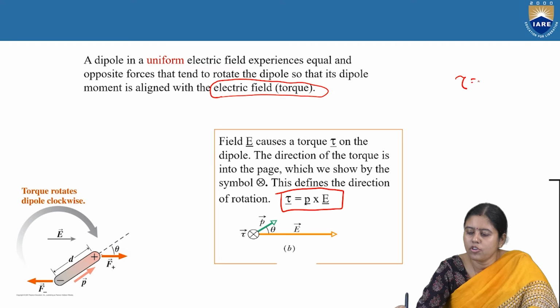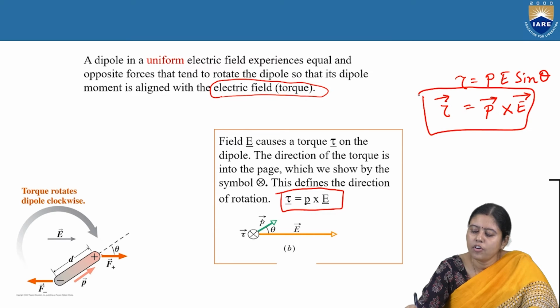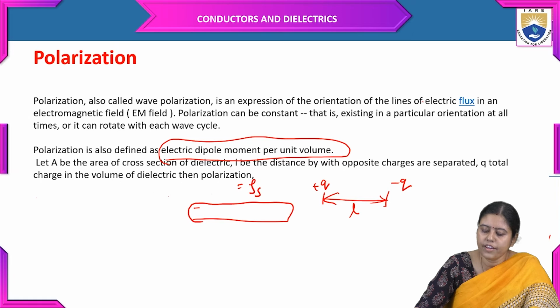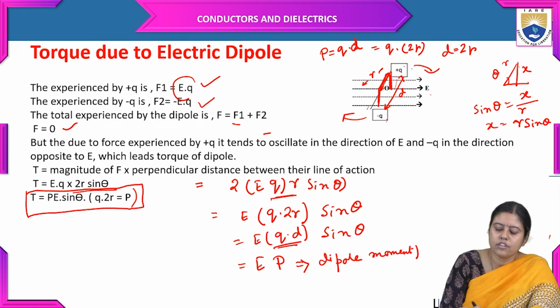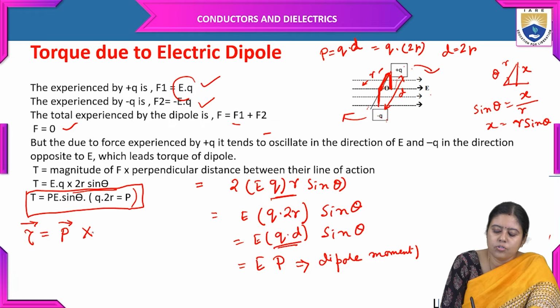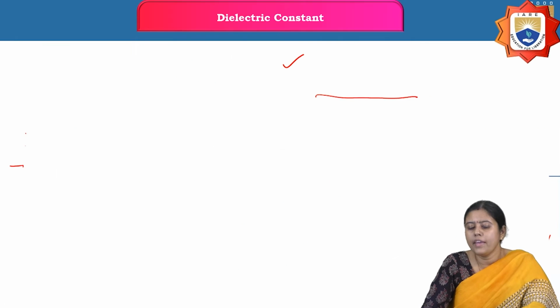We already discussed that the torque is equal to PE sin theta, or if we write it in vector form, torque is equal to P cross E. We have already discussed this in the previous slides also. So if we take the torque as a vector, torque is equal to P cross E.